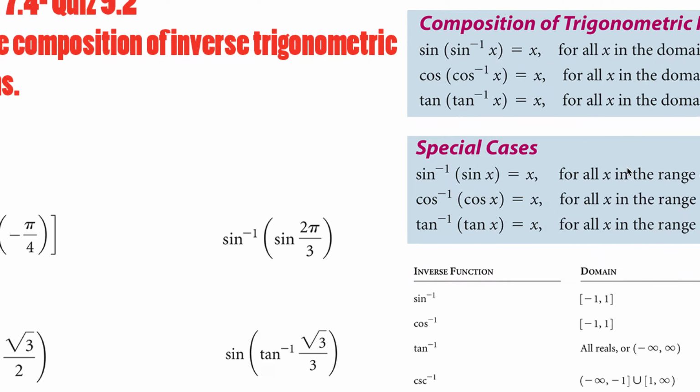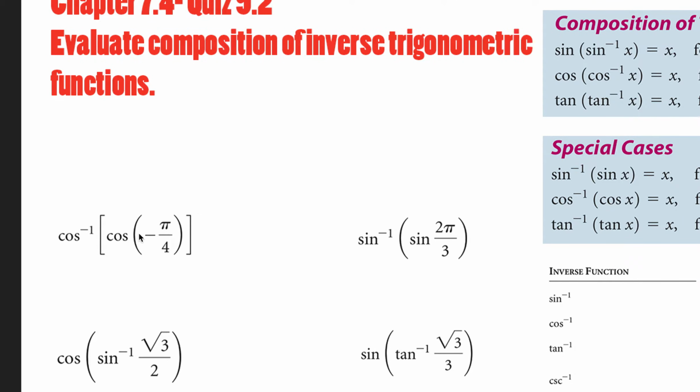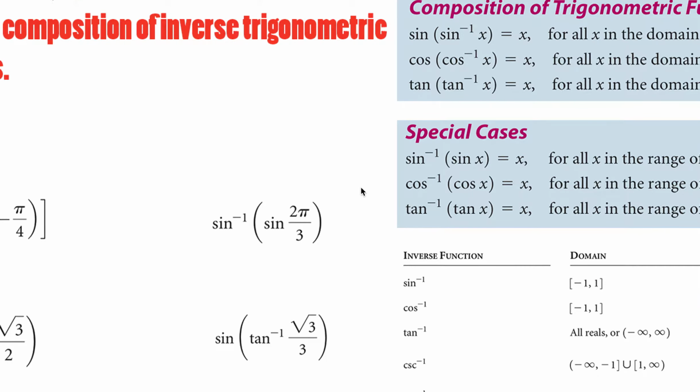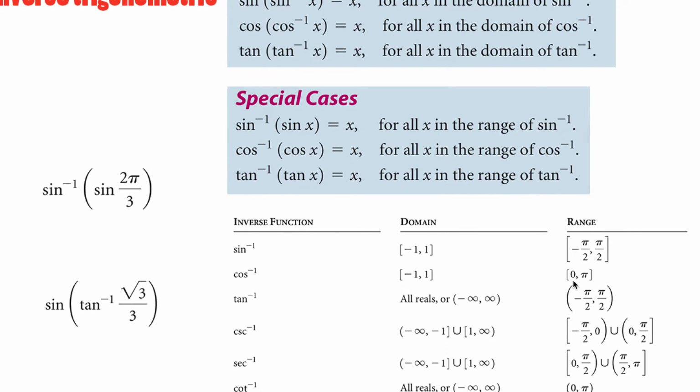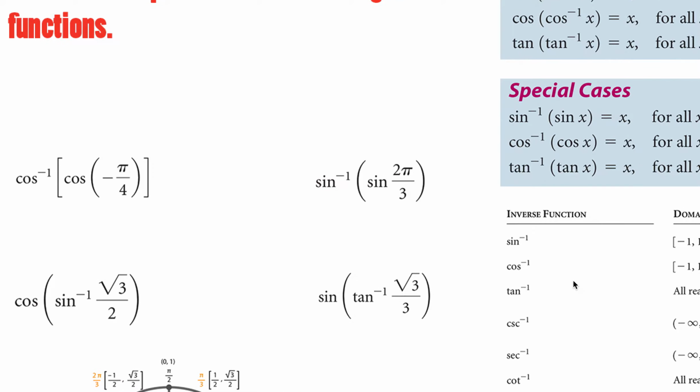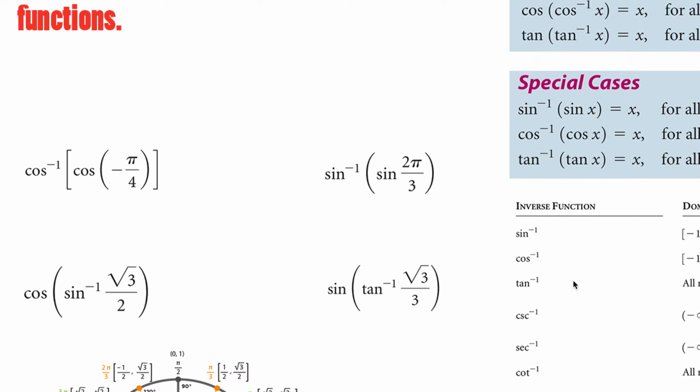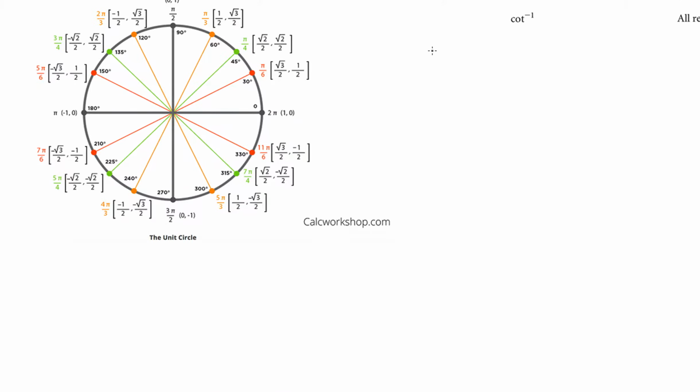Let's do this one. Notice that this one is one of the special cases. Cosine inverse of cosine of negative pi over 4. Now negative pi over 4 is not in the range of cosine inverse because the range of cosine inverse is from 0 to pi. But we can find the corresponding angle. Negative pi over 4 is in the fourth quadrant. It's this one right here.